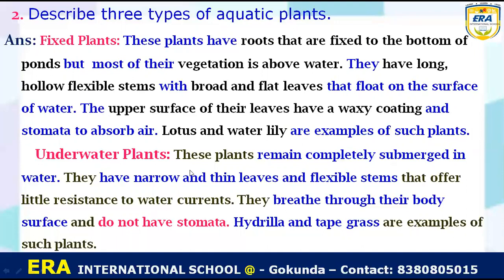Underwater plants. These plants remain completely submerged in the water. They have narrow and thin leaves and flexible stems that offer little resistance to water currents. They breathe through their body surface and do not have stomata. Hydrilla and tape grass are examples of such underwater plants. Okay, students, so read this answer properly, learn it and write in the notebook as much as possible.